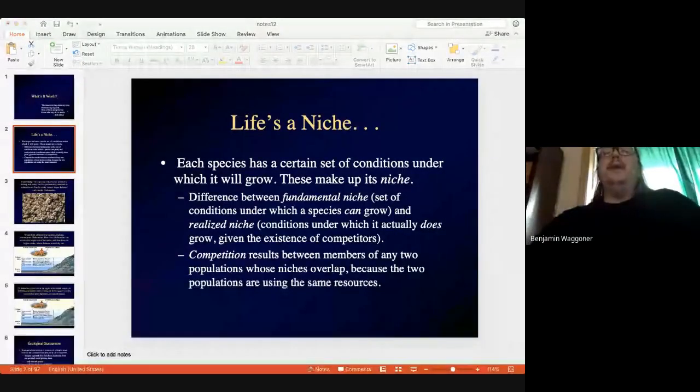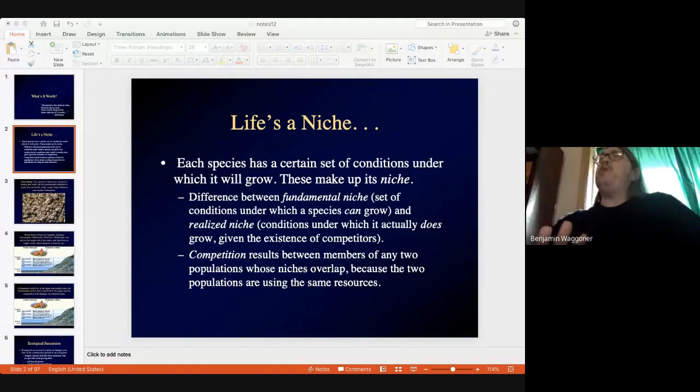On the other hand, what often happens is that the species will evolve in such a way that they'll end up sharing the niche. And we call that niche partitioning.